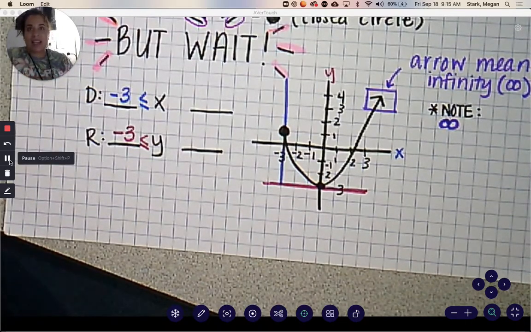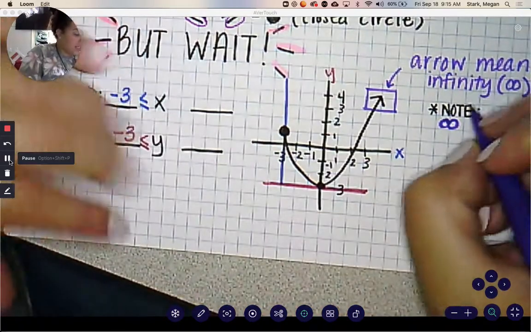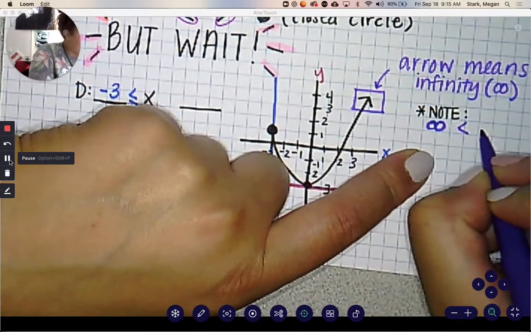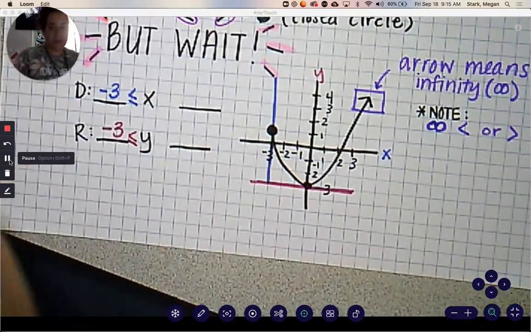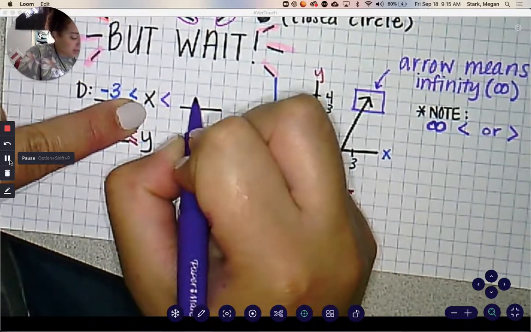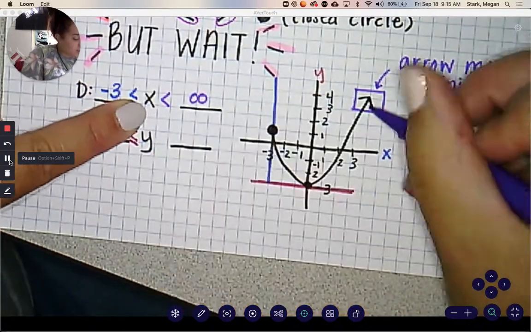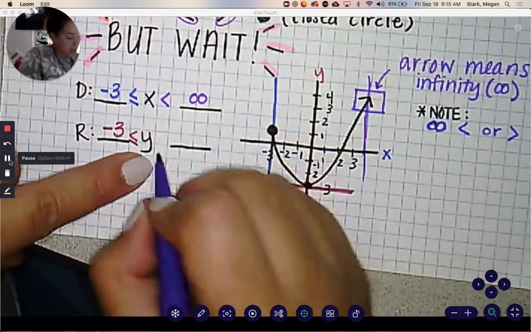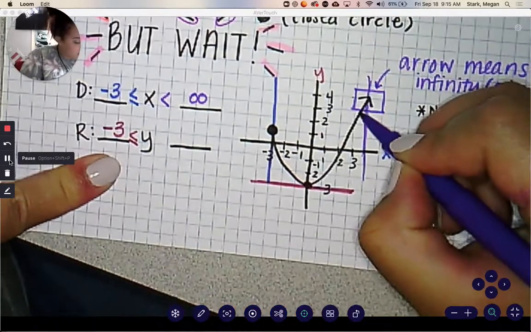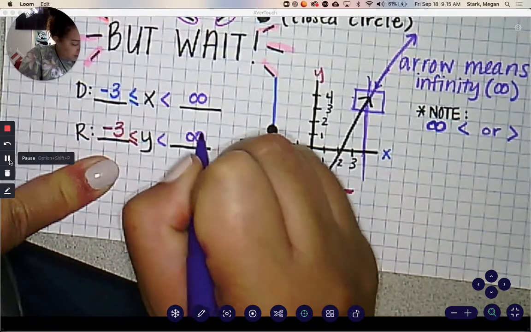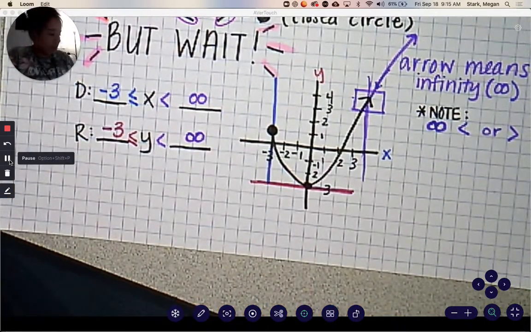That means it can never be equal to something. It can never be equal, which means when we have an infinity sign, we have to use less than or greater than. So our x value is going to be less than infinity because if I drew that, well, the arrow is going to go right through it, right? And our y value for our range, this is going to keep going up, so that's also infinity. Let me know if you have any questions.